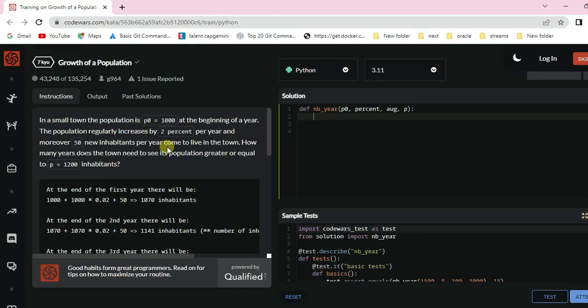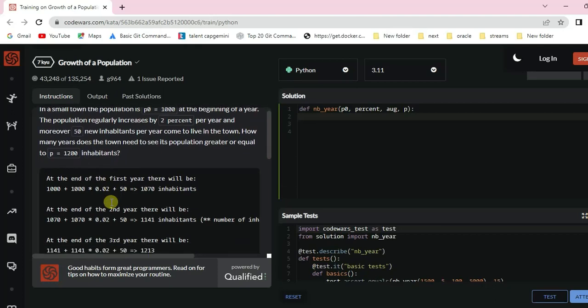How many years does the town need to see its population greater than or equal to P equal to 1200 inhabitants? Here we are taking four arguments: P naught, percent, aug, and P. Here P naught is the initial population of the year. Percent means how much percent it will increase yearly. 50 new inhabitants means migrated people, and we need to compare whether it reaches the total population P, 1200 inhabitants.